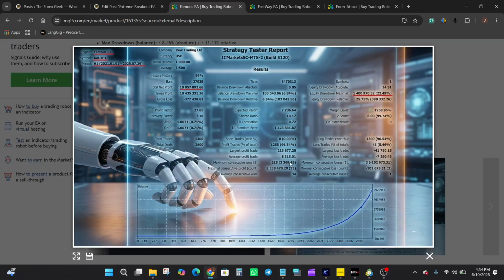Average profit was 8,315.01, while average loss was 7,290.45. Largest profit was 213,677.2, while the largest loss was 41,780.15. So this tells me that the average risk to reward ratio is okay, and the win rate is also excellent.